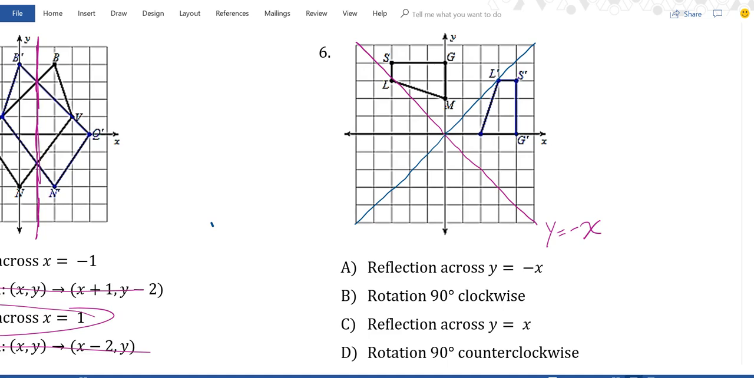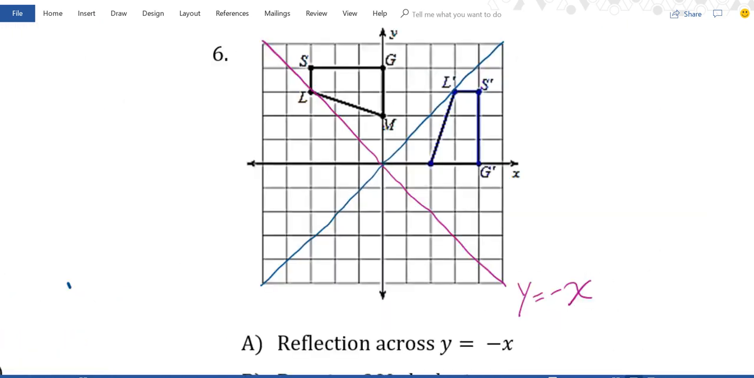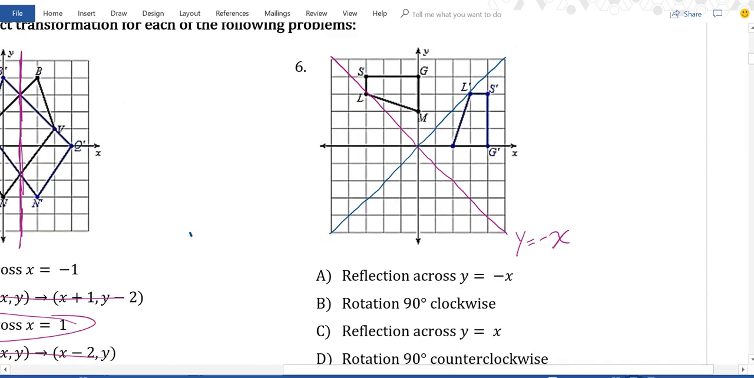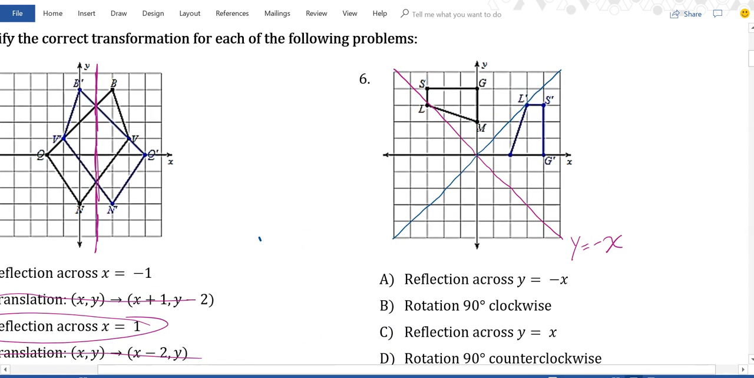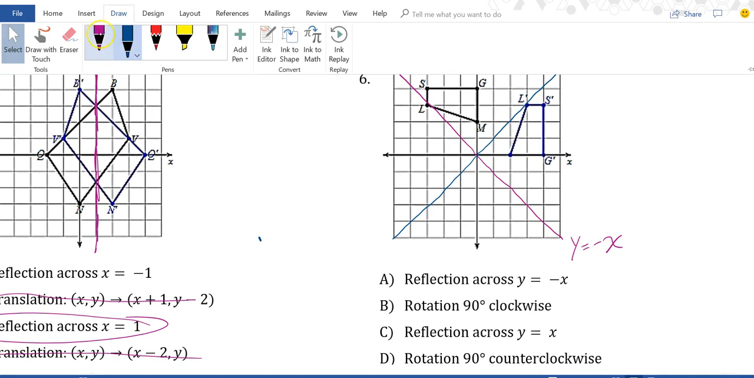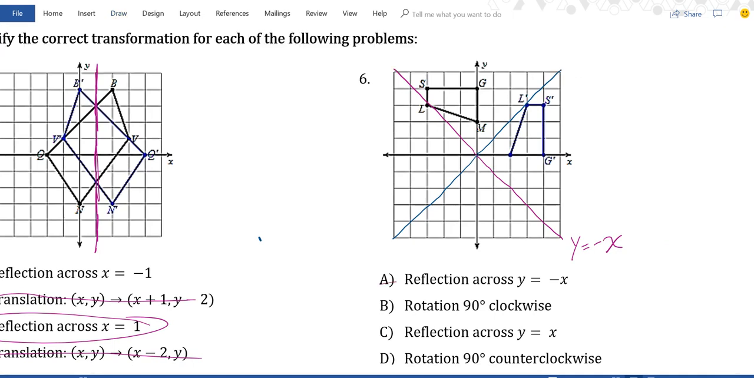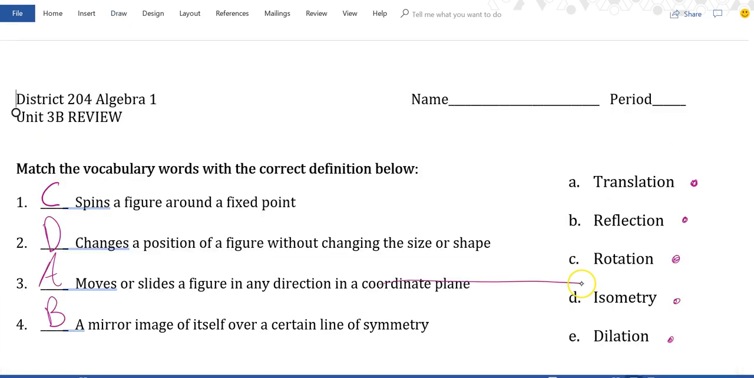We can see if we check those that they're just simply not going to work here. So if we look at this one, we can see that it's not going to be reflection across y equals x or y is equal to negative x. We can eliminate those two options. Oops, sorry about that, guys.